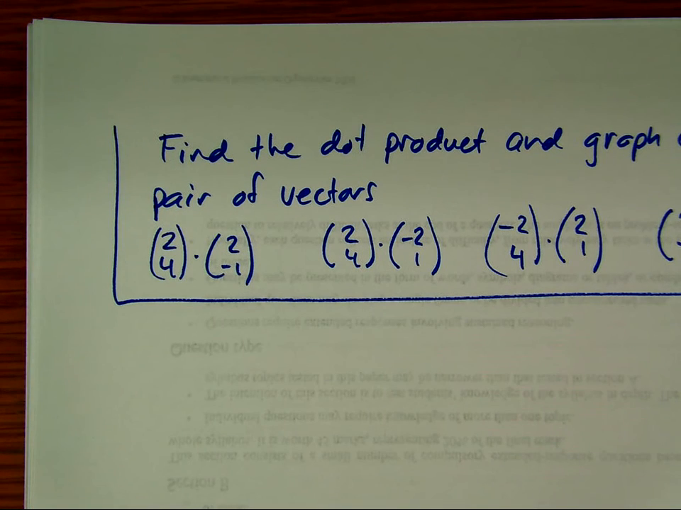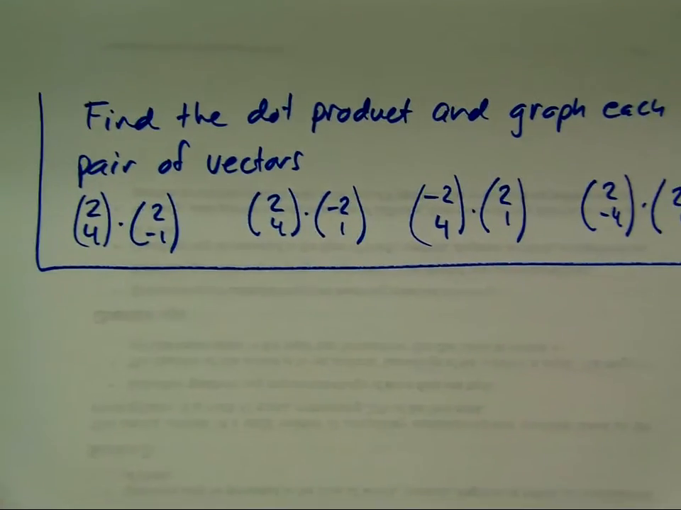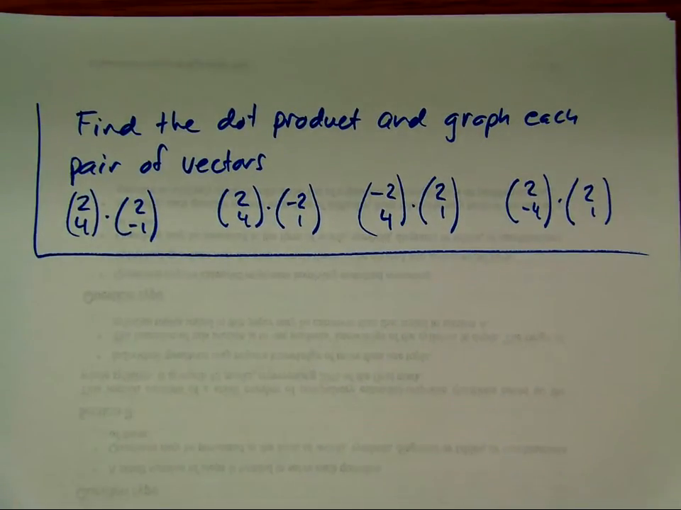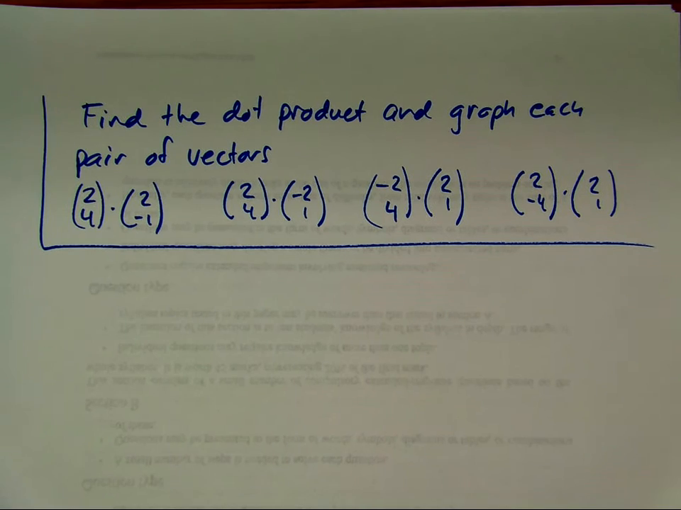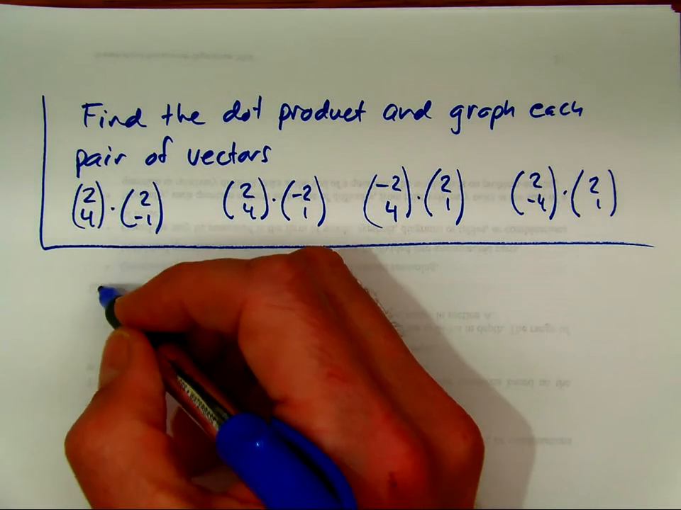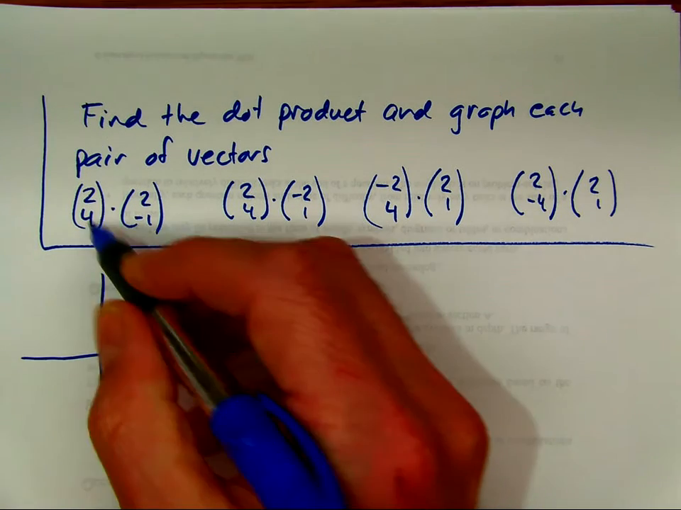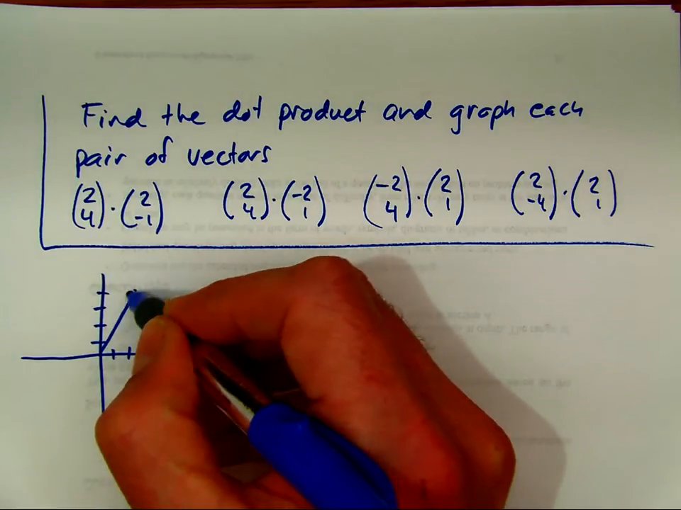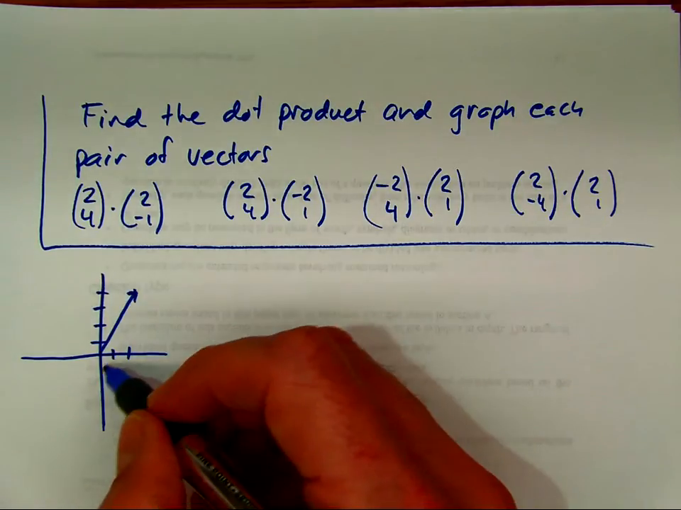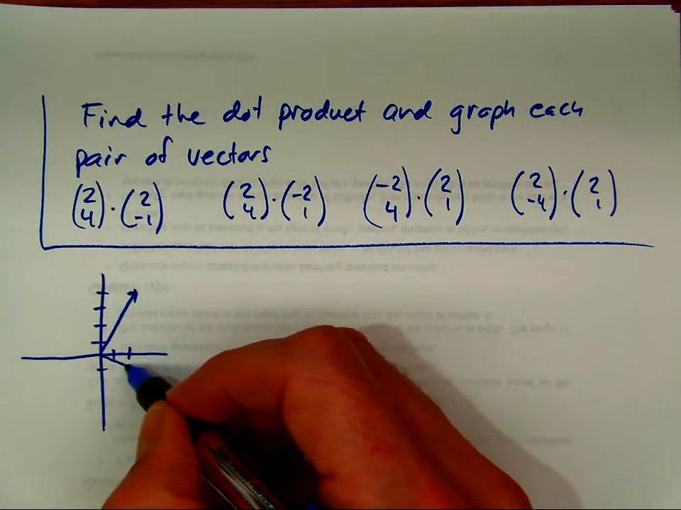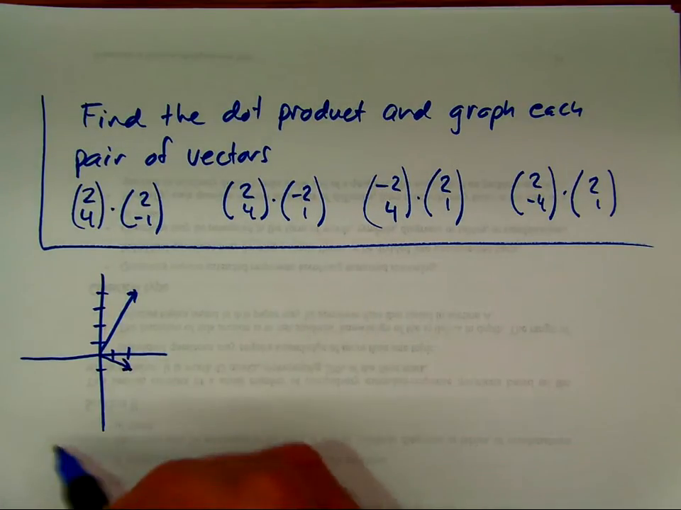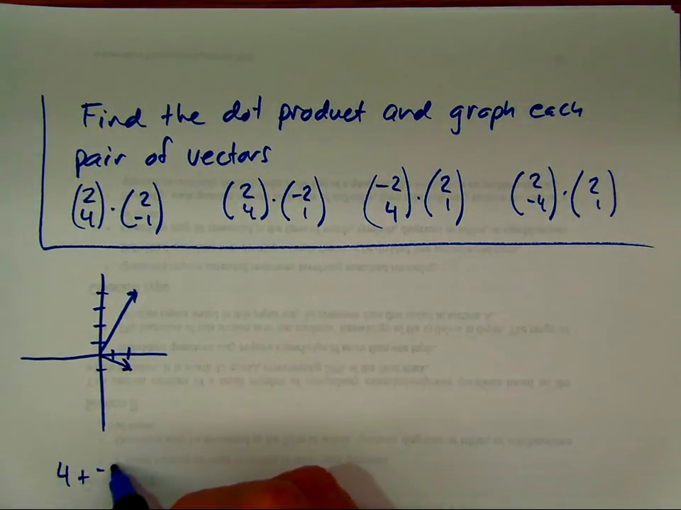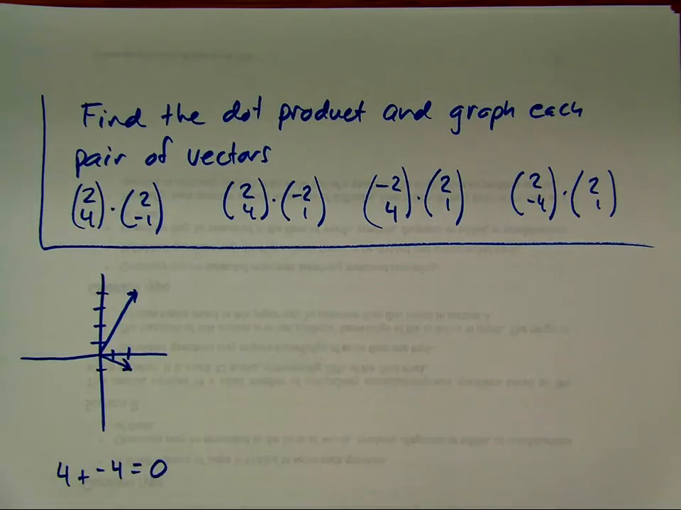All right. With this one, let's start it together, and then you can finish. Let's graph these and then find their dot product. Over 2, 1, 2, 3, 4. So we have that vector, and then we go over 2, down 1, and that vector. Their dot product is 4 plus negative 4, which is 0.